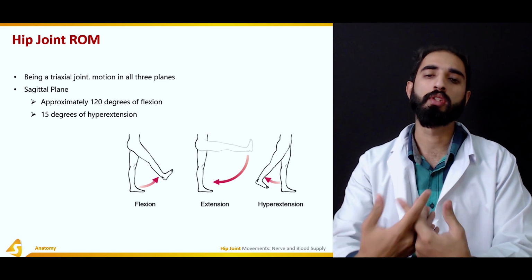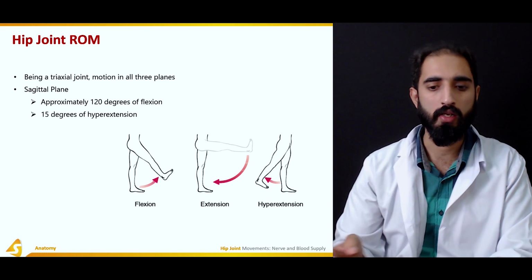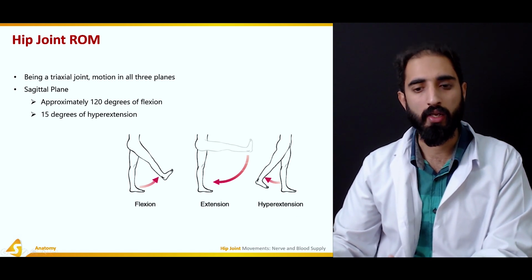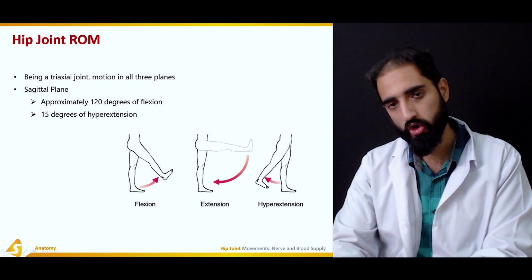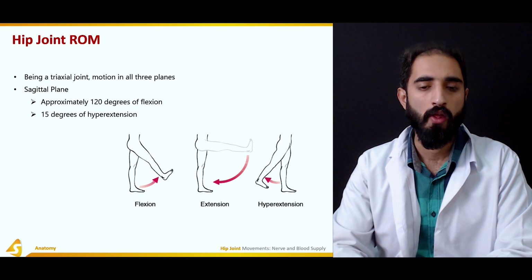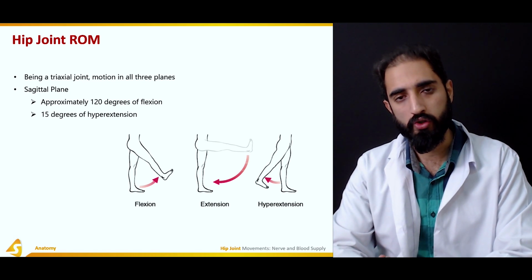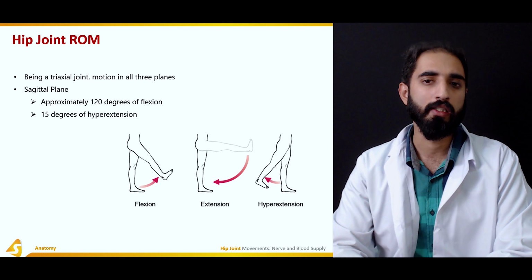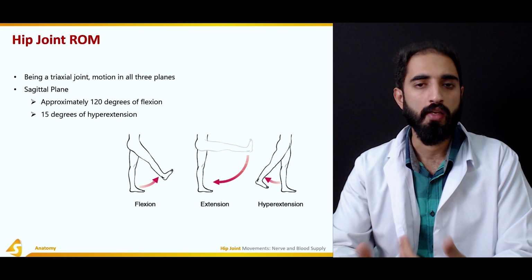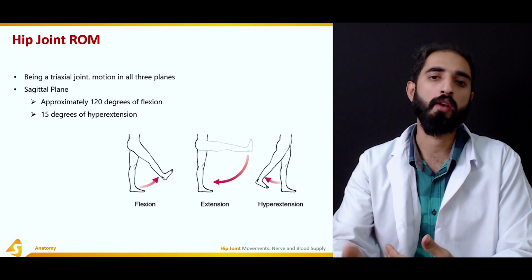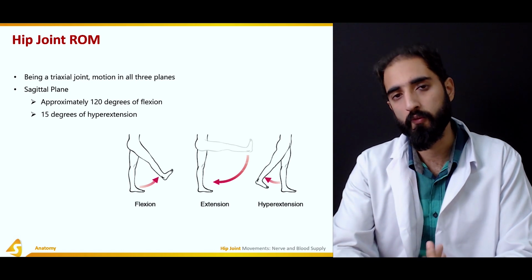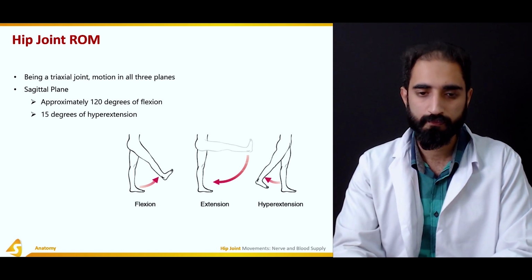We also use the word hyperextension for extension because moving the leg anteriorly is known as flexion, bringing it back to the neutral position is known as extension, and moving it beyond the neutral position is known as hyperextension. If we take a look at the overall range of motion, it is around 135 degrees, in which, if we take the neutral extension as 0 degrees, there is 120 degrees of anterior movement, which is known as flexion, and 15 degrees of posterior movement, which is known as hyperextension.